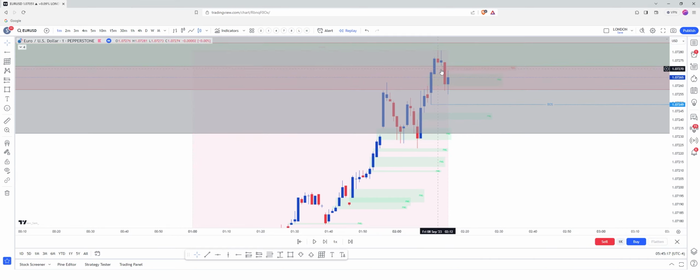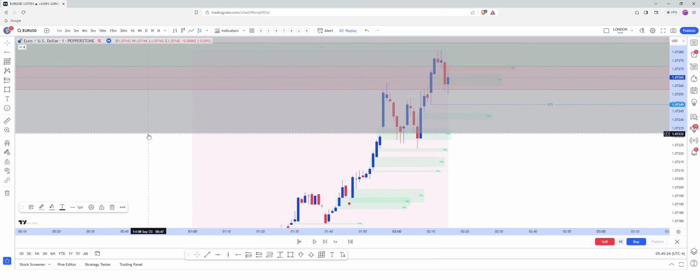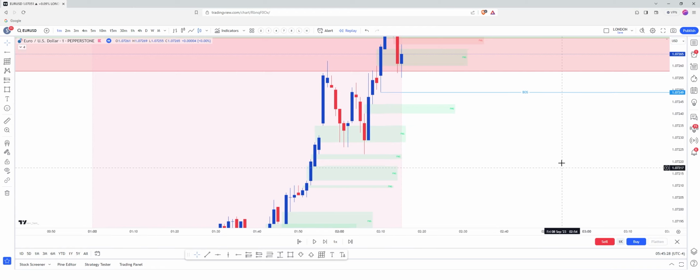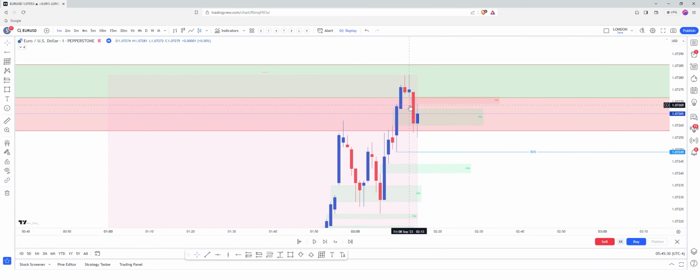We'll come down, we've left a balanced price range. So we've got a fair value gap. I'm going to delete this breaker block because it's just messing up the colours. We've got a bullish fair value gap followed by a bearish fair value gap. So again, where the two overlap, that there is a balanced price range. So again, highly sensitive area.